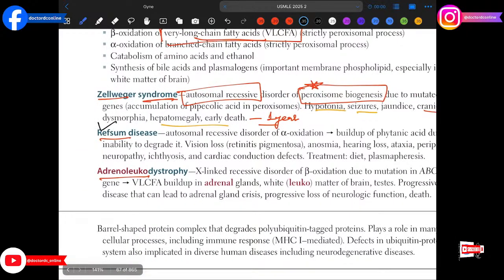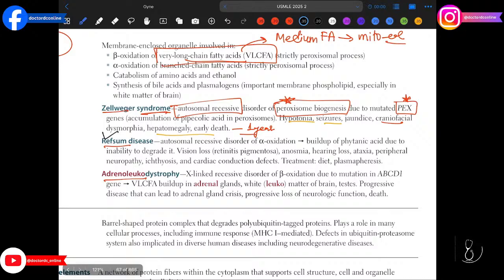Next, let's go over Refsum disease, which is caused by a defect in the gene phytanoyl coenzyme A hydroxylase, which also has autosomal recessive inheritance. This is a peroxisomal enzyme that normally helps break down a molecule called phytanic acid, which is associated with chlorophyll, and therefore you get it from the diet. If this enzyme is deficient, phytanic acid builds up and causes a variety of symptoms.